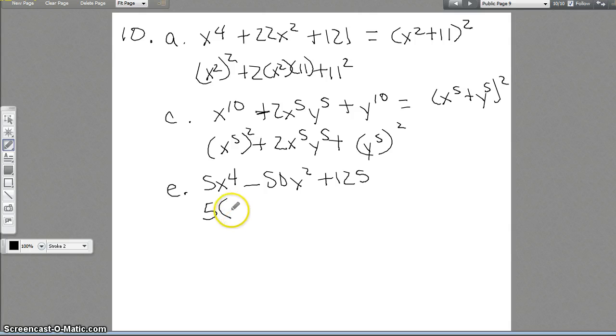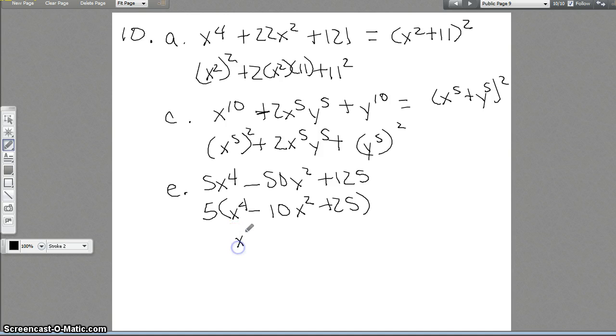5 times what is 5x to the 4th? That's going to be x to the 4th. 5 times what is negative 50x squared? That's negative 10x squared. 5 times what is 125? Well, that is 25. Okay, now looking at this, you can see that we start with a square, we end with a square, and we have an even number in the middle. So let's see if this works out as the square of a binomial.